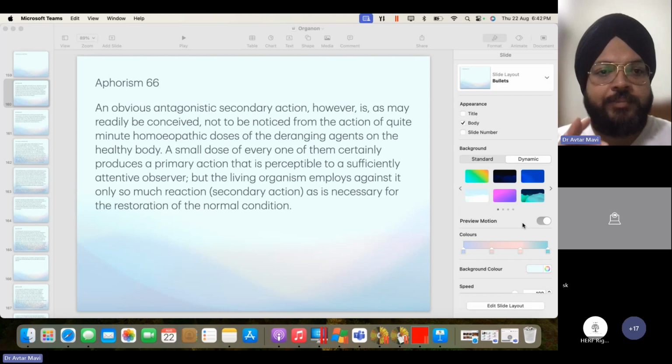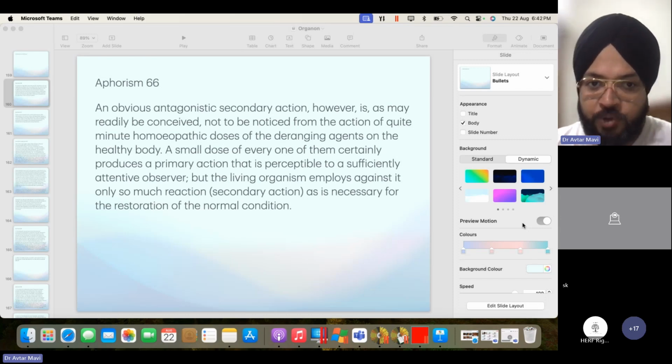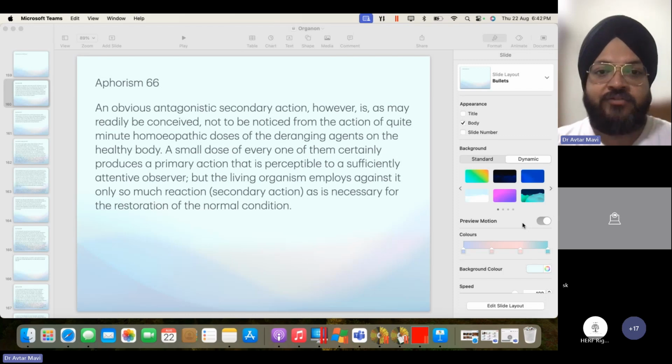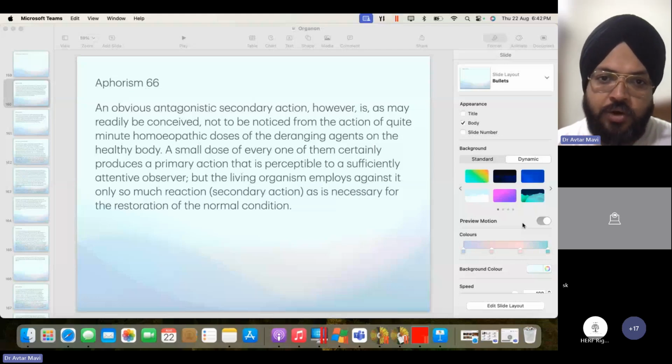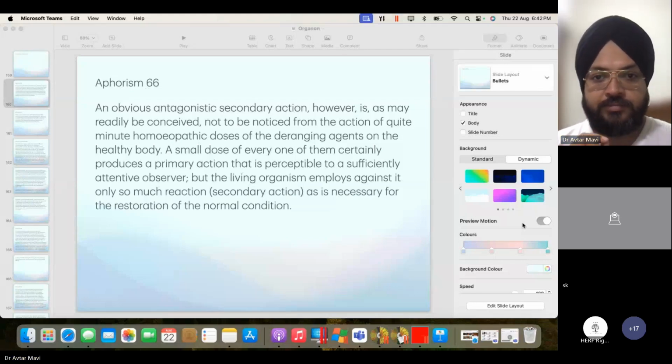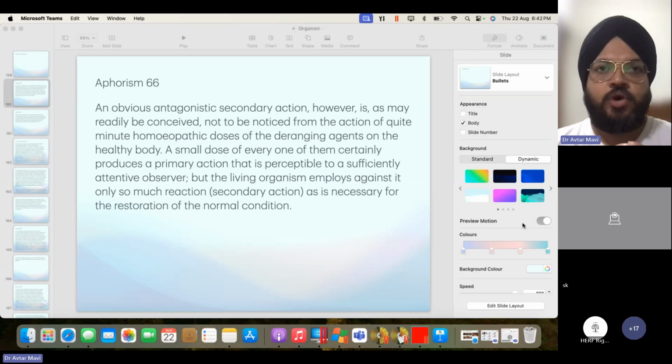The action of quite minute homeopathic doses of the deranging agents on the healthy body: a small dose of every one of them certainly produces a primary action. It is not that it does not produce a primary action, it does. But what kind of action? It is not antagonistic. It is a similar action, similar to the processes going on in the body, that is perceptible to a sufficiently attentive observer. It is a very common thing.